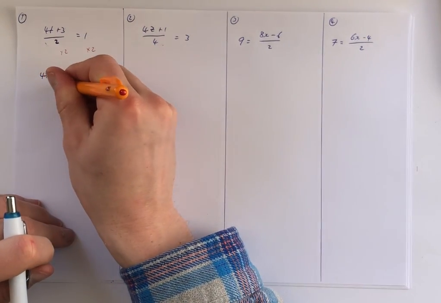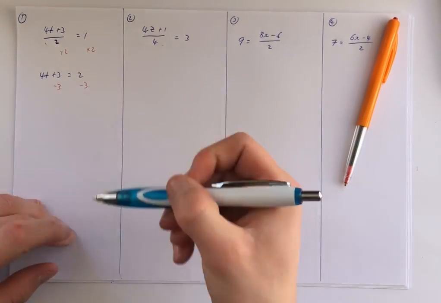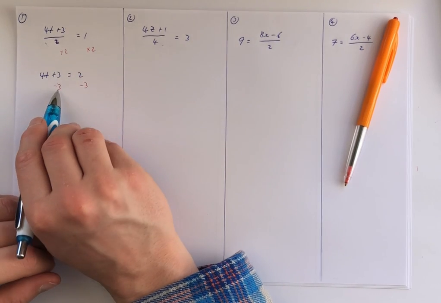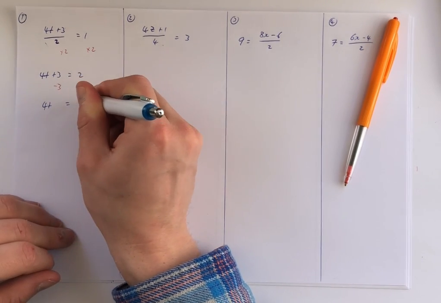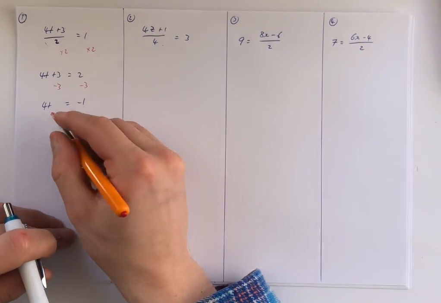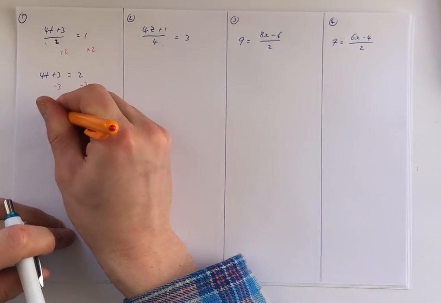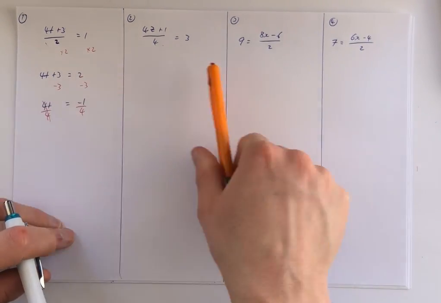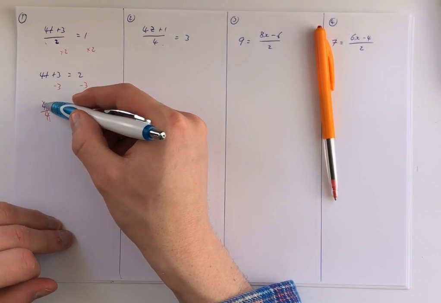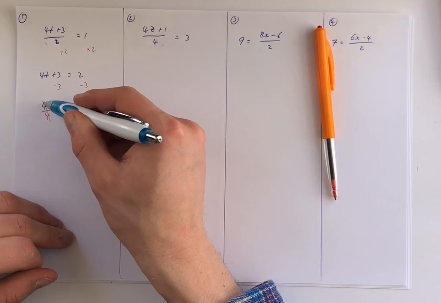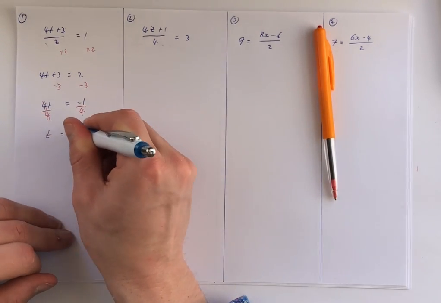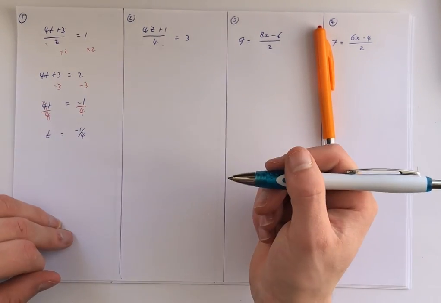Now we're going to subtract 3 off both sides of the equation. So that plus 3 minus 3 cancel out. 4t is equal to negative 1. And now we want to divide both sides by 4 to get rid of the multiplication by 4. The same way that we multiplied to get rid of division, we divide to get rid of multiplication. So t is negative 1 over 4.